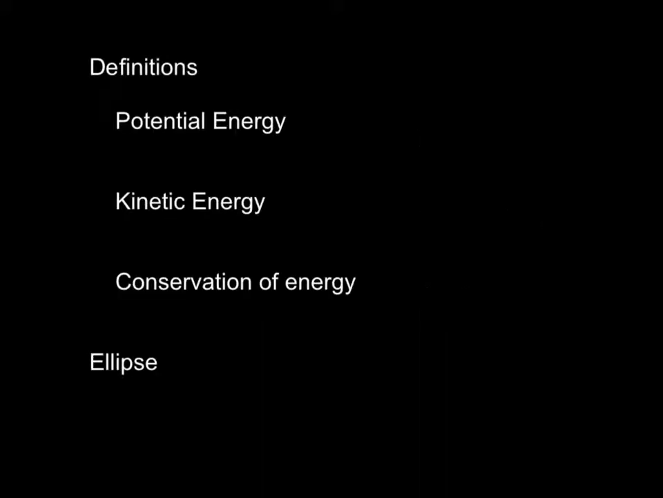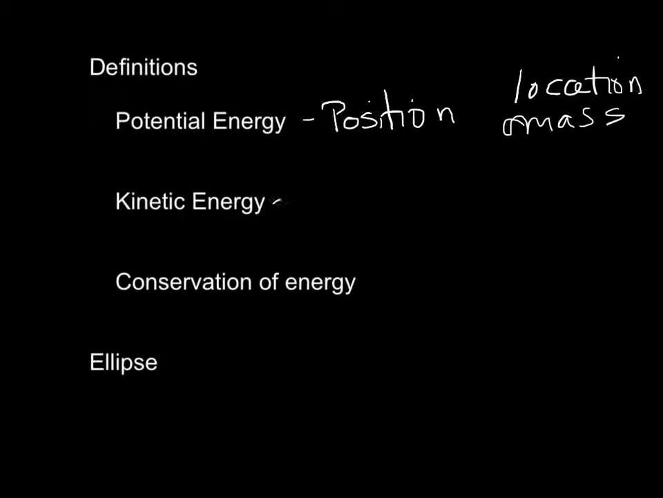Alright, to start off with, let's run over some quick definitions. First of all, potential energy. This is the energy of position. This is where an object gains energy, stored energy, based on its location. And in this particular instance, its location as relative to a gravitational mass. Okay, kinetic energy. Kinetic energy is the energy of movement.